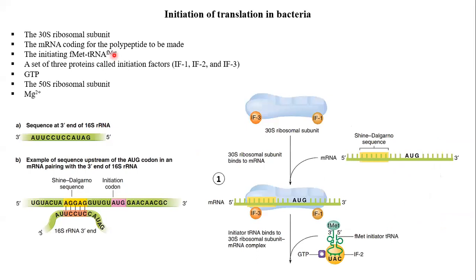So now let's see the process of initiation. All these are the requirements we need for this process: the 30S subunit, mRNA, initiating transfer RNA F-met, which is now ready, three proteins called initiation factors, IF1, IF2 and IF3, GTP as an energy source, the 50S ribosomal subunit and Mg2+.